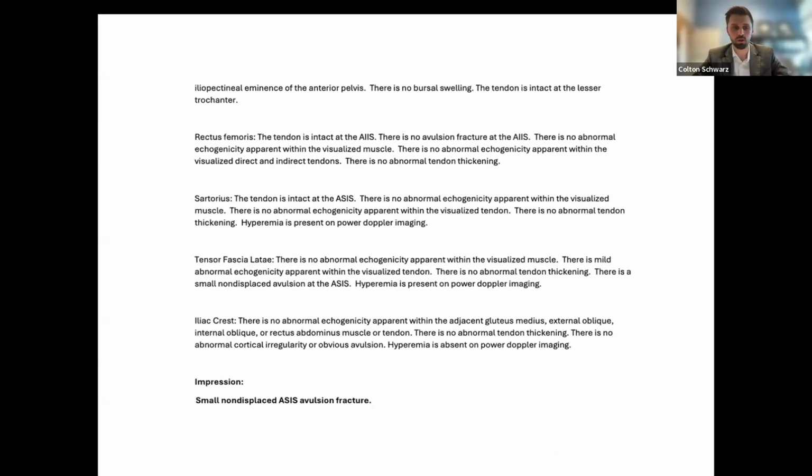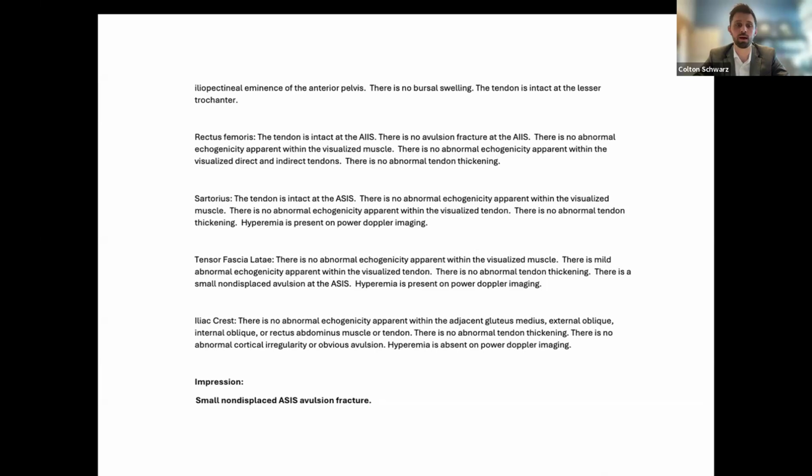The neurovascular structures just medial were also of normal appearance. That iliopsoas tendon didn't have any evidence of bursitis or other abnormality, and there was no evidence of internal snapping hip on dynamic assessment. And then the rectus femoris along the anterior inferior iliac spine apophysis, the tendon itself, the apophysis was actually difficult to visualize on ultrasound, but that all looked within normal limits. And the sartorius tendon was intact along the ASIS with no abnormal echogenicity.